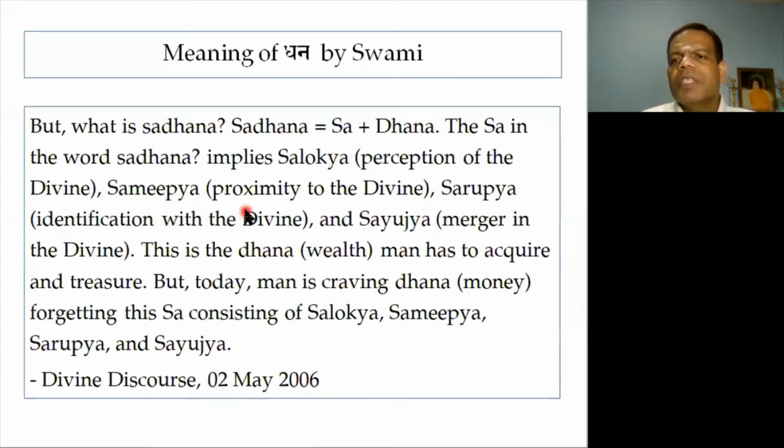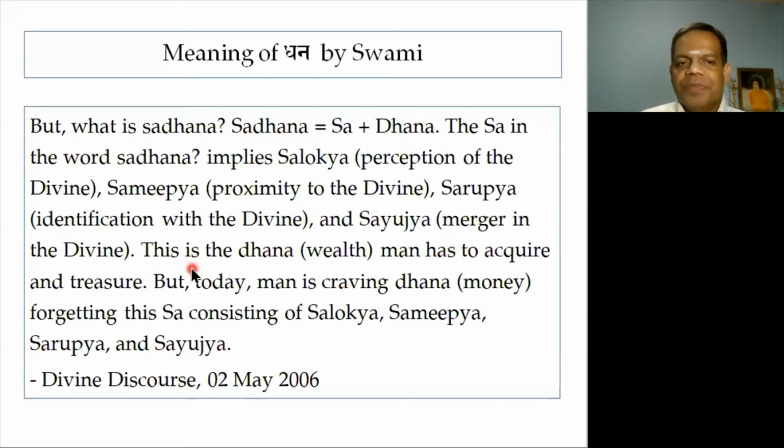Samipya is proximity, you are close to divinity. Sarupya is having the form of the divinity or identifying oneself as divinity. Sayujya is complete merger, yujya, to join. Yuj, that is merger. These are four types of muktis. All of them have used the word sa, sa, sa. So Swami says the sa in sadhana actually stands for these four.